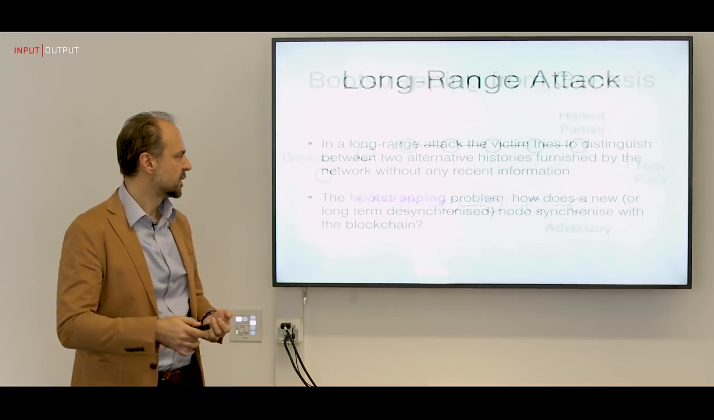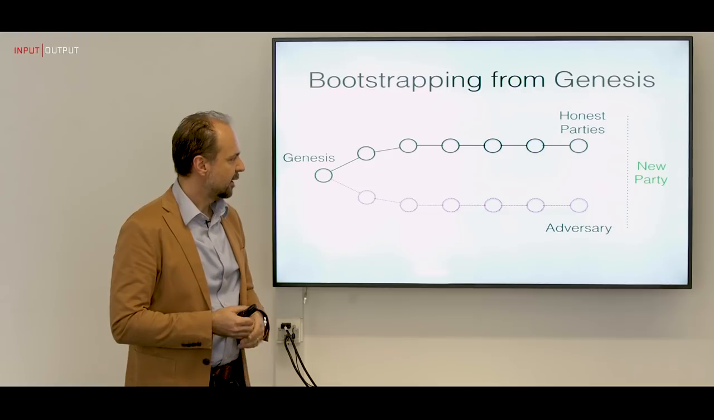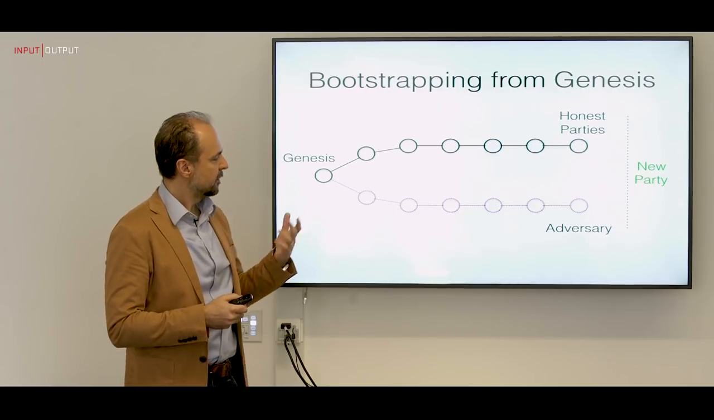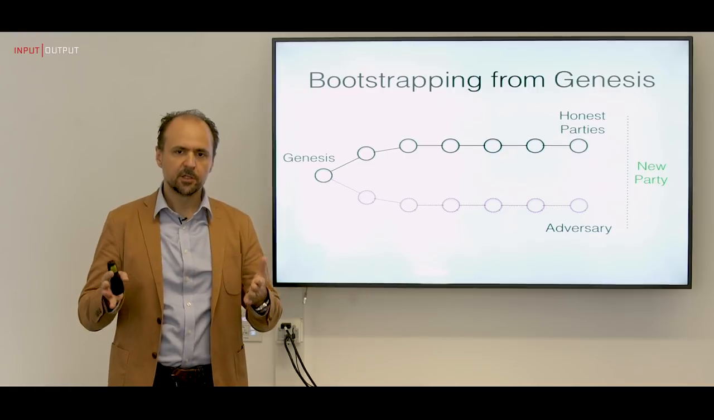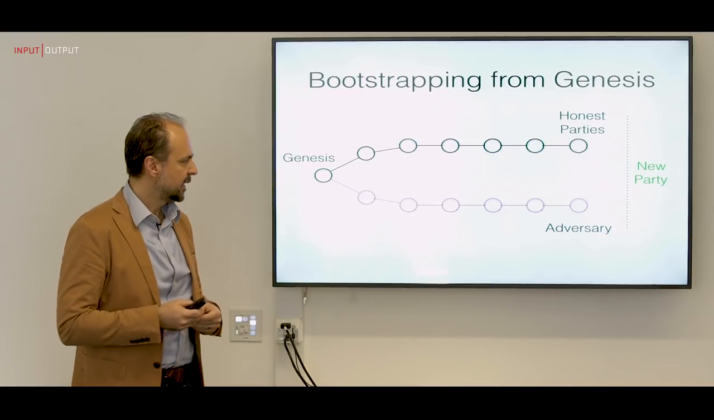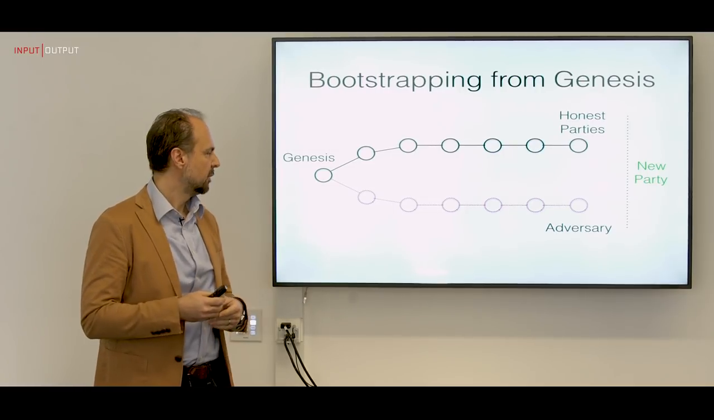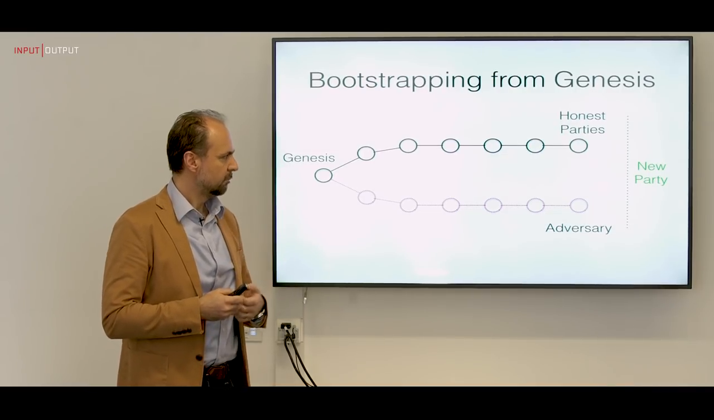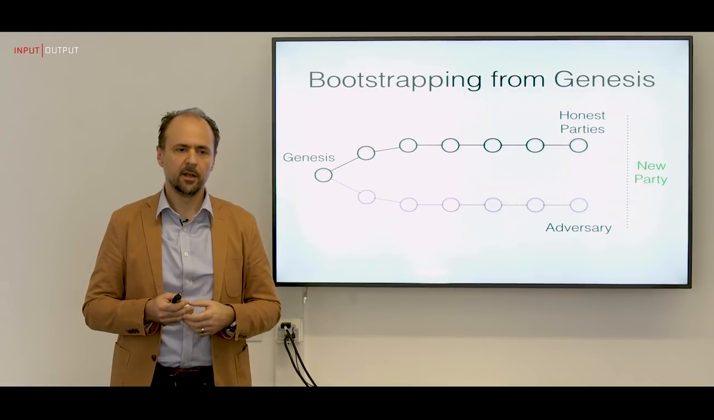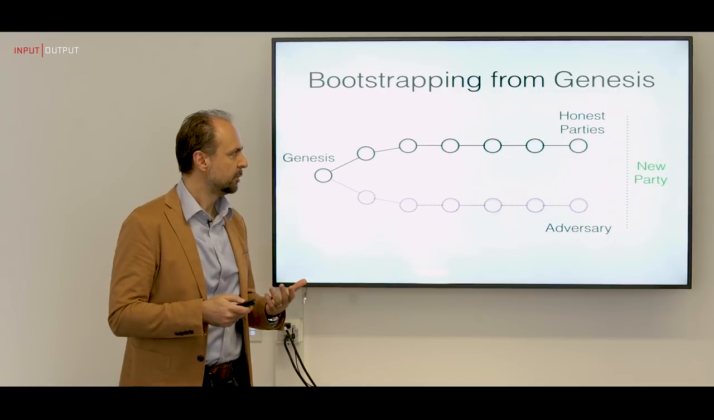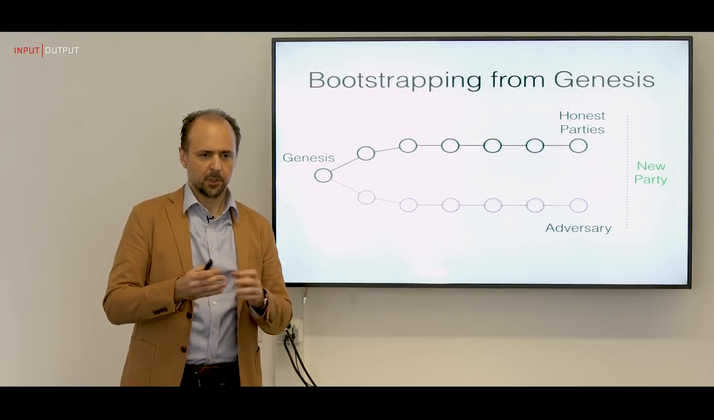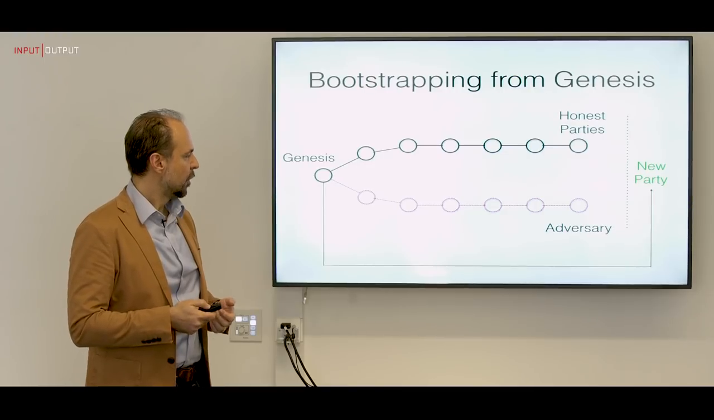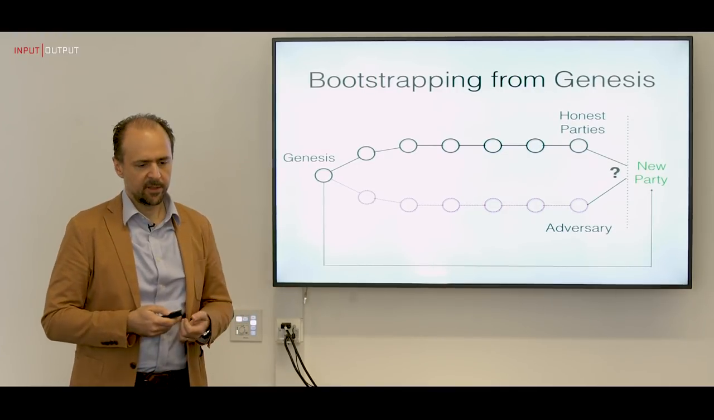Just to understand how this comes up in practice, here is a visual depiction of this bootstrapping from Genesis problem, where you have the Genesis block, let's say, you have a new party, and the new party now tries to find what is the right history. He doesn't have any information about the protocol except, for instance, the Genesis block, and now you have the honest parties which are providing this blockchain that you see at the top, and then you have the adversary that is providing the blockchain at the bottom. So what we want is that the new party, presumably honest, would like to join the top version of the history. The only information the new party has is the Genesis block, and he's faced with that decision.